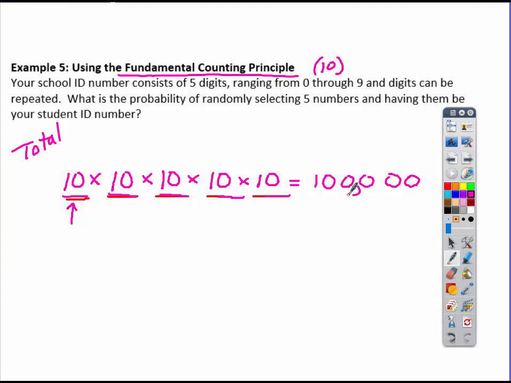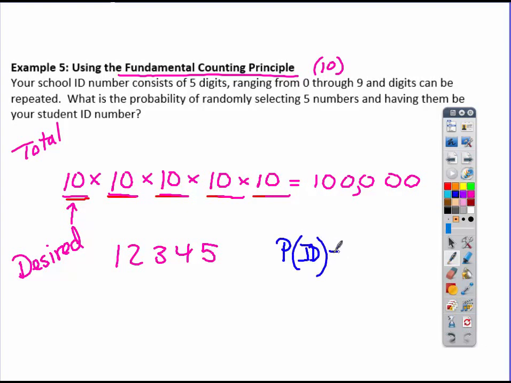Now, obviously, let's say my ID number is 1, 2, 3, 4, 5. How many ways is it possible for 1, 2, 3, 4, 5 to come up? Well, it goes in order, so there's only one possible way. So my probability of selecting my ID number randomly from picking 5 digits is going to be 1 over 100,000, because there's only one way my ID number can come up out of this 100,000.